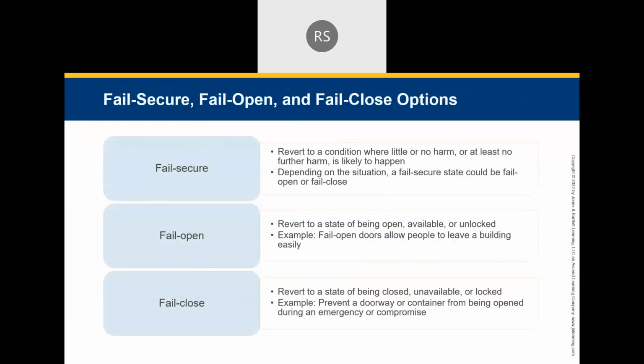A fail open involves reverting the state to being open, available, or unlocked in the event of a failure. An example of this is fail open doors, which allow people to exit easily during emergencies, ensuring that they are safe. Fail closed refers to reverting to a state of being closed, unavailable, or locked during a failure event. An example is to prevent a doorway or container from being opened during an emergency or compromise.